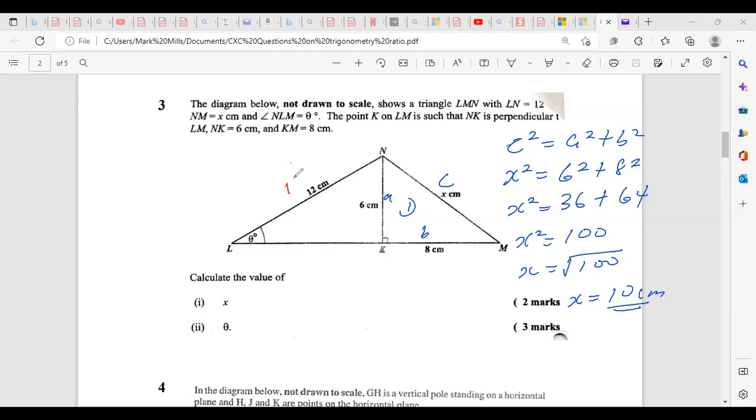Hypotenuse. Yes. What do I call this side here? Opposite. What do I call this side here? Adjacent. Now, we want to find the angle. What do we ask ourselves now? If we want to find the angle, what do we ask ourselves?